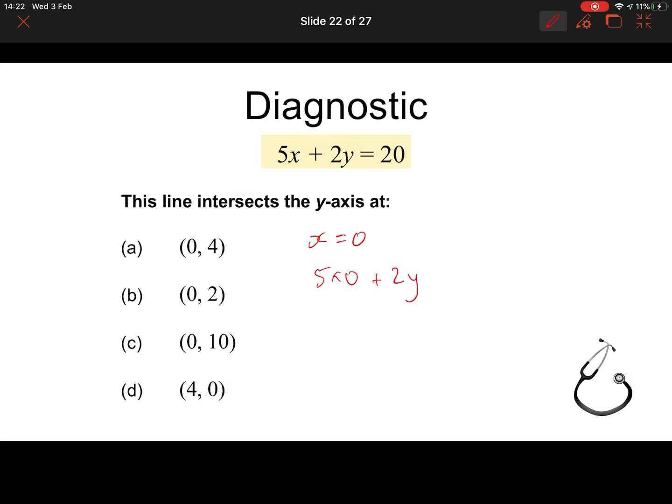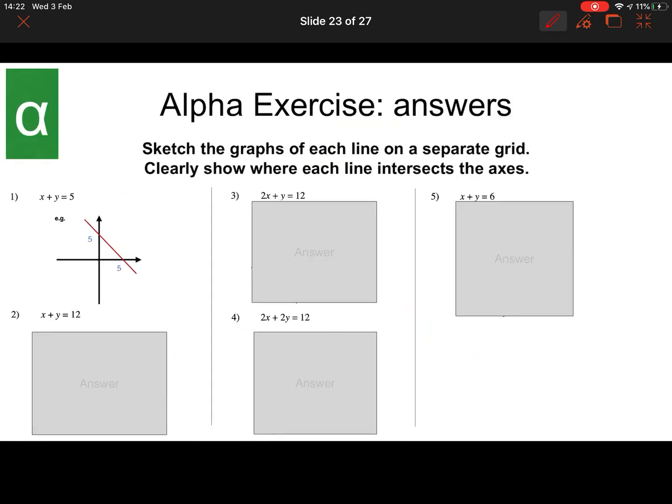What about this one? Where does this line intersect the y-axis? Let's do x equals 0. So 5 times 0 plus 2y equals 20. So 2y equals 20, so y equals 10. So we're going to intersect at 0, 10.